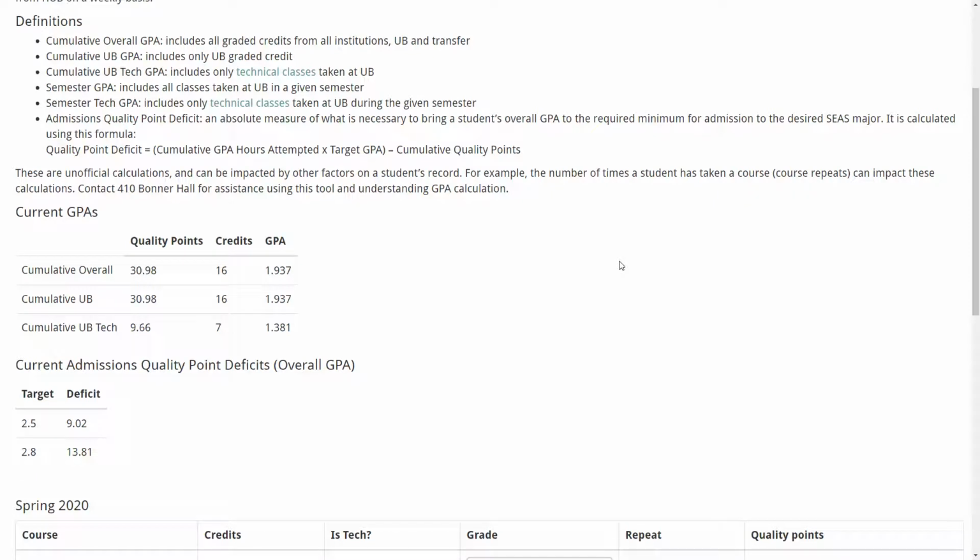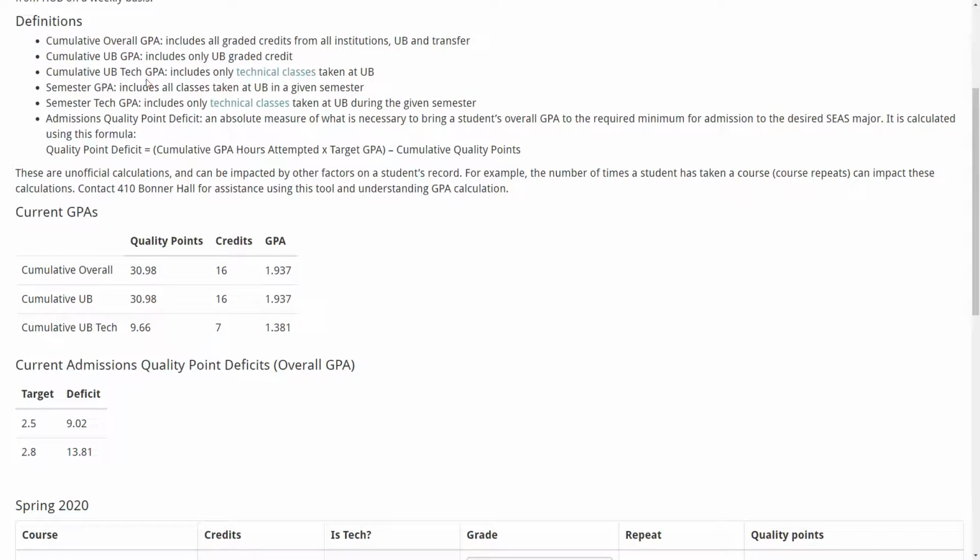The GPA calculator allows you to calculate various GPAs relevant for admission to a School of Engineering and Applied Sciences major and academic standing within UB and the School of Engineering and Applied Sciences. The cumulative overall GPA includes all graded credits. The cumulative UB GPA includes only UB graded credit.